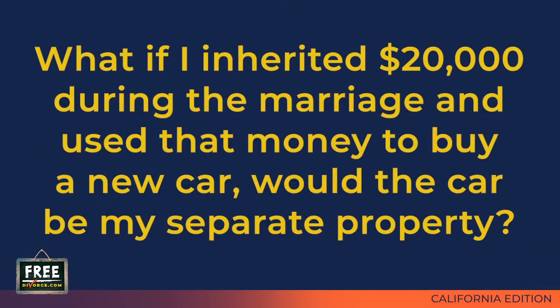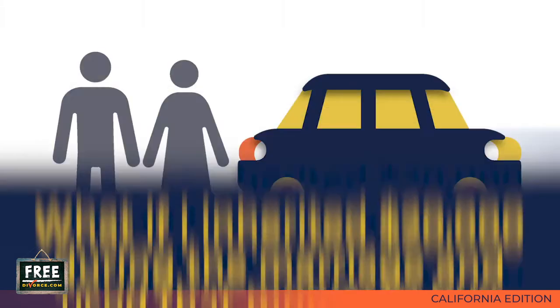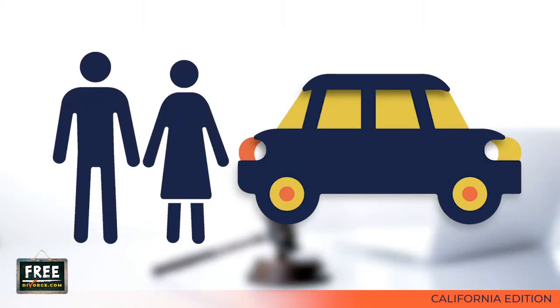What if I inherited $20,000 during my marriage and used that money to buy a new car? Would the car be my separate property? Sure, it's the same as the example I just mentioned. If you inherited $20,000, the $20,000 would be your separate property because it's an inheritance. If you use the same $20,000 to buy a car, the car will still be your separate property.